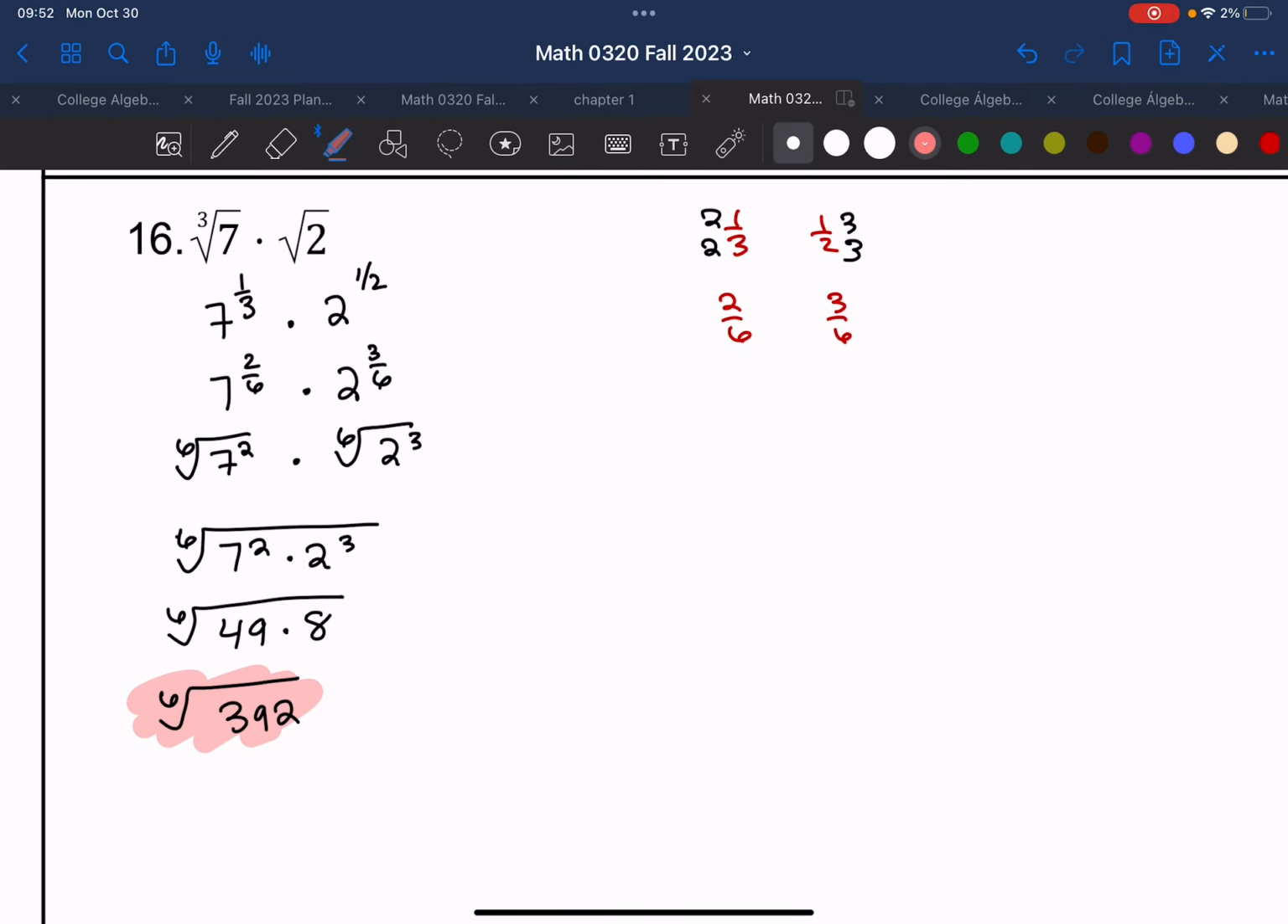from when we multiply the cube root of 7 times the square root of 2. We get the 6th root of 392. So two different ways. If we have the same base, we use examples like 15. If we have different bases, we use examples like 16.